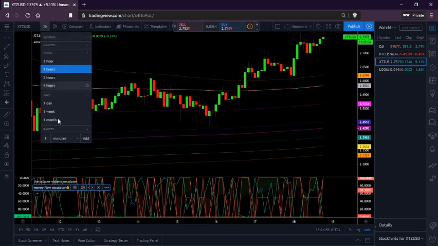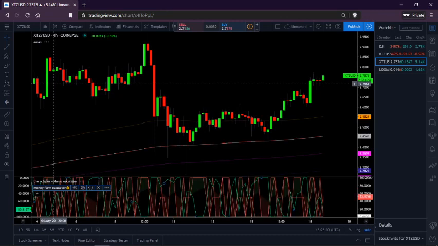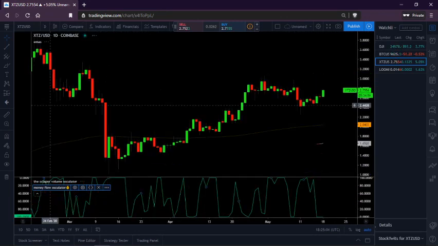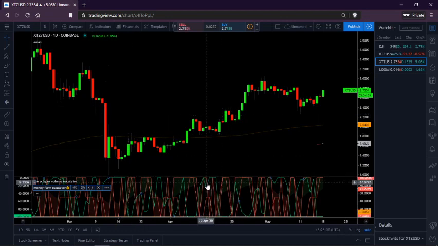So we're zooming out to a larger plane when we go to the 4 hour, when we go to the day, and we get less noise and better information on swing trading.